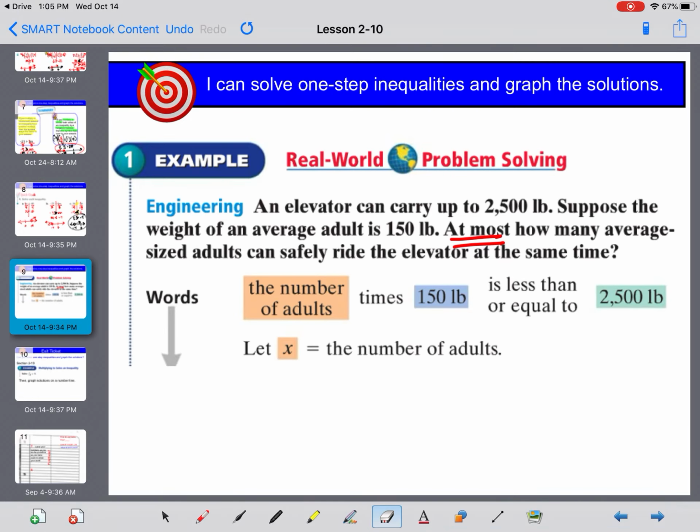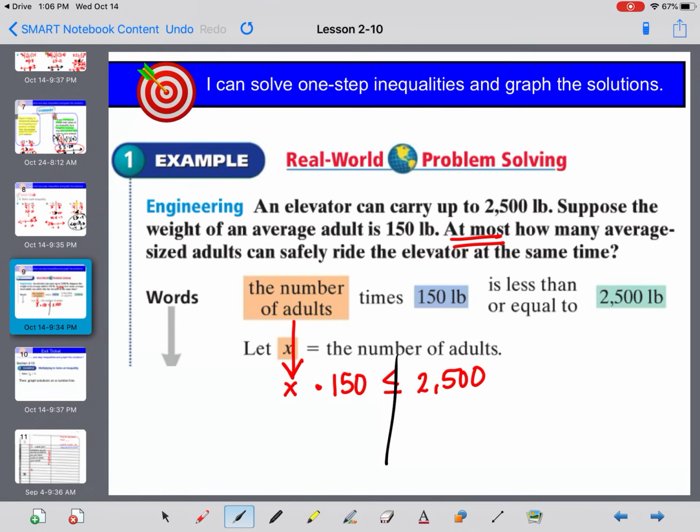So let's read this one more time, make sure we understand it, and then let's write our equation. An elevator can carry up to 2,500 pounds. Suppose the weight of the average adult is 150 pounds. At most, how many average-sized adults can safely ride the elevator at this time? Well, X is going to represent the number of adults, times 150 pounds each, needs to be less than or equal to 2,500 pounds.